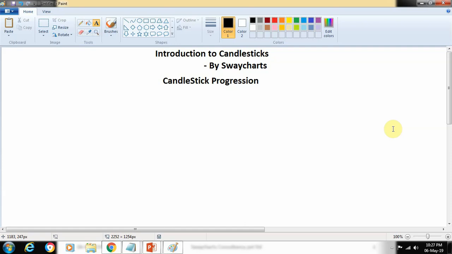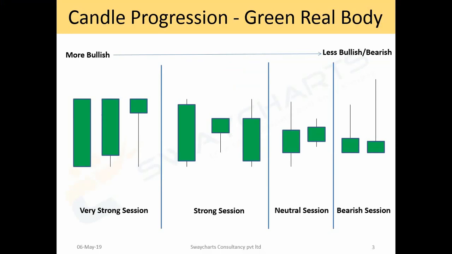So let's understand that. If I have to show you the candlestick progressions, the candles which we are showing here are going to be very bullish and stronger candles compared to these three candles out here, though they are also strong sessions. This is going to be a neutral type of session, and then these are actually the bearish ones. So let's understand them one by one, right?